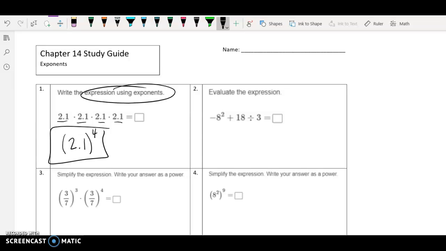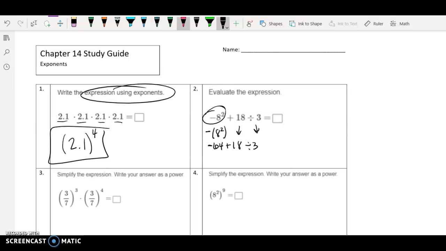All right, so for the next one, we need to use PEMDAS, so our order of operations. First, we know we have to do exponents, and this is not in parentheses, so this is negative, and then 8 squared. So 8 squared is 64, and we're going to make that negative, plus 18, so we just bring down what we haven't used yet, divided by 3.